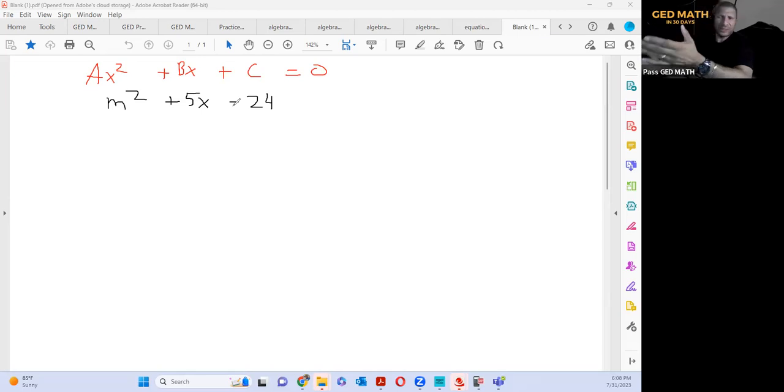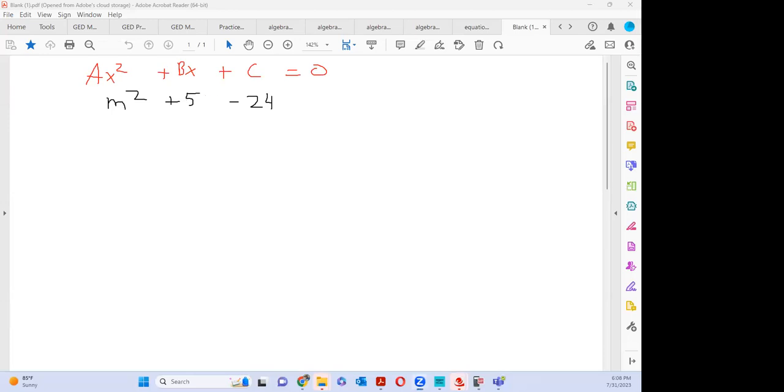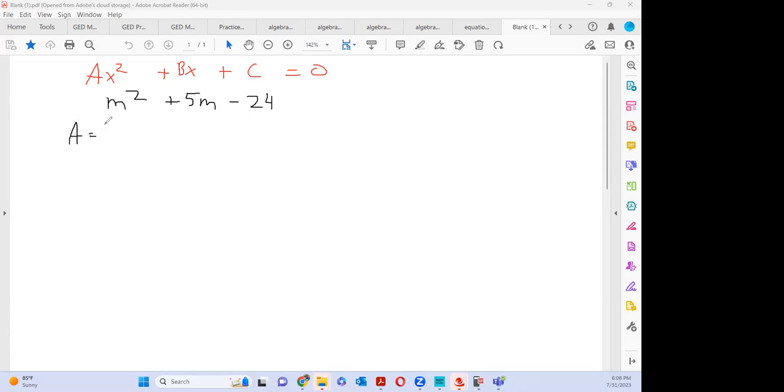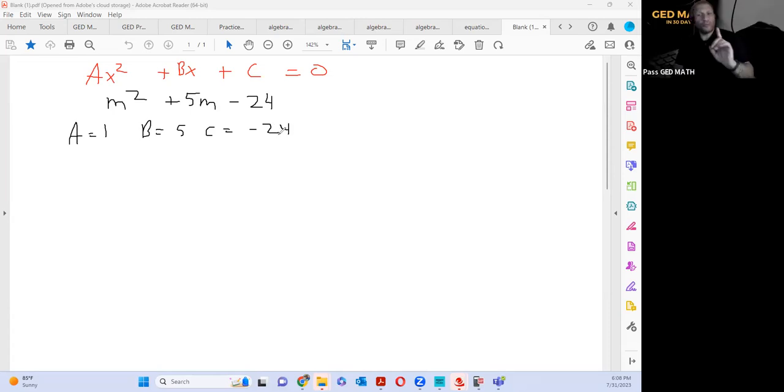Okay. Well, Mr. Tinsley, standard form has an x, and this equation has m's, right? Right. Does that matter? No. The variable does not matter, even though I wrote m and x. Nobody even noticed that. I'm glad you didn't. So m squared plus 5m minus 24. The first thing I want you to do: A is what? A is 1. B is what? 5. C is what? Minus 24. Minus 24.